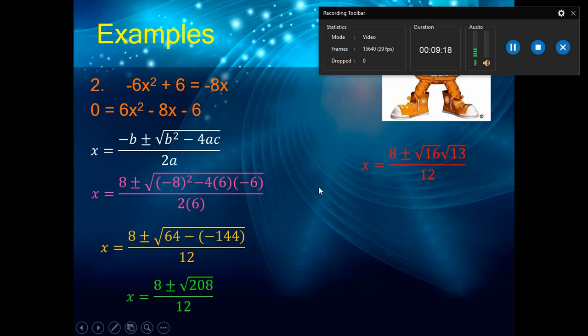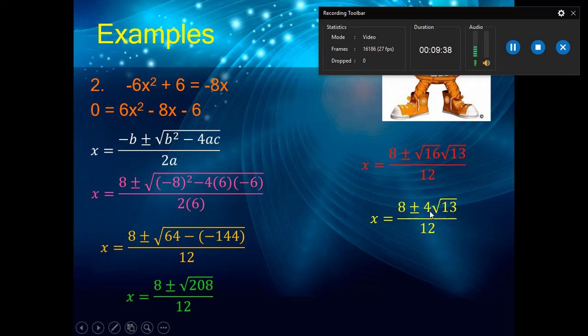So 16 works, and when I divide by 16, I get 13. I know 13 is prime, so that's as big as I'm going to go. We're going to simplify the square root of 16. Now, when we separate this, it will be 8 divided by 12. This will be a fraction of 2/3, and you're going to leave it as 2/3.